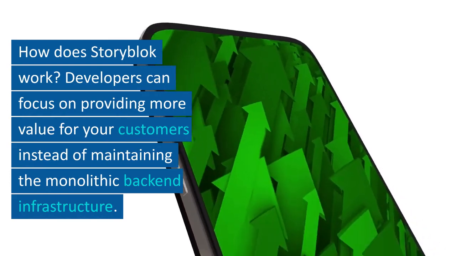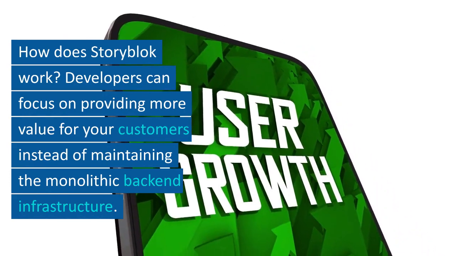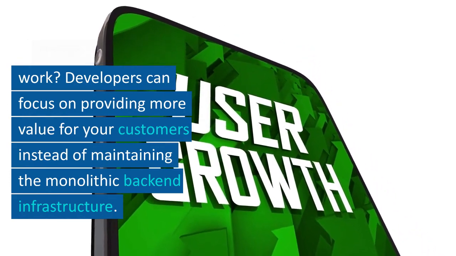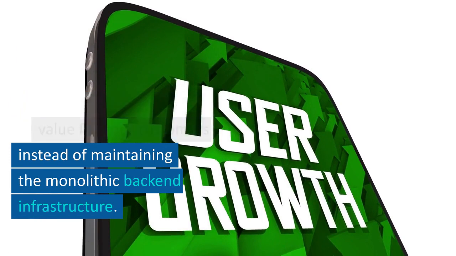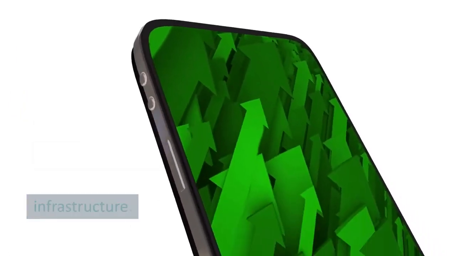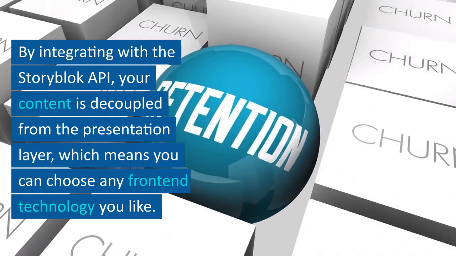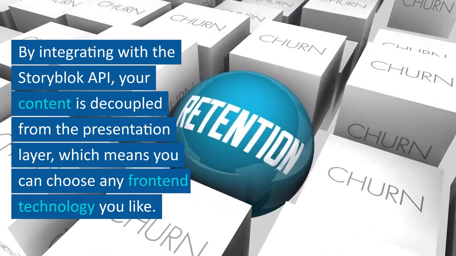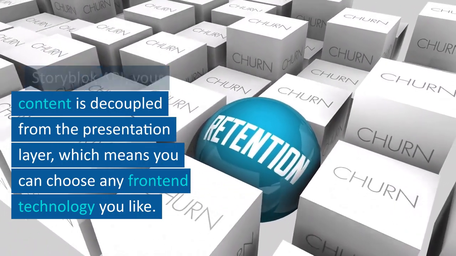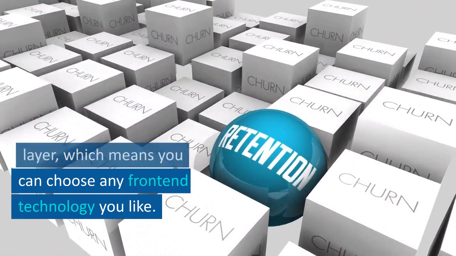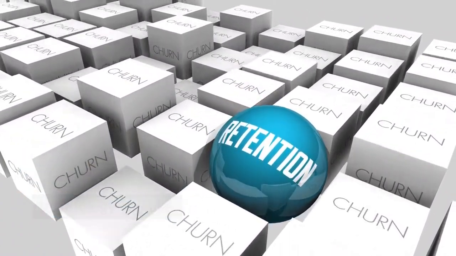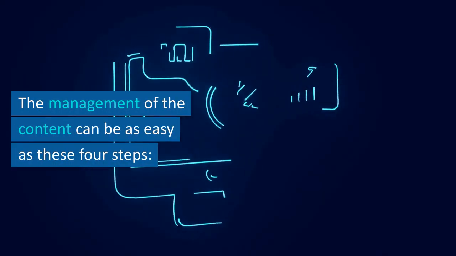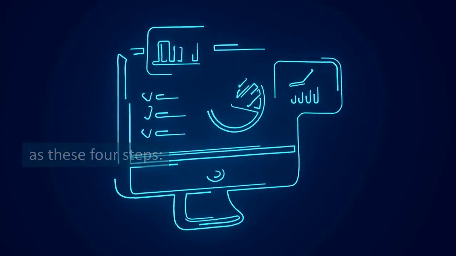How does StoryBlok work? Developers can focus on providing more value for your customers instead of maintaining the monolithic backend infrastructure. By integrating with the StoryBlok API, your content is decoupled from the presentation layer, which means you can choose any front-end technology you like. The management of the content can be as easy as these 4 steps.